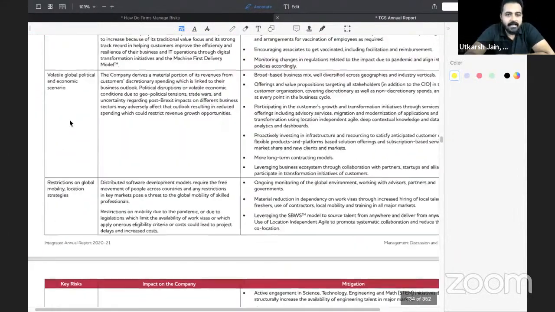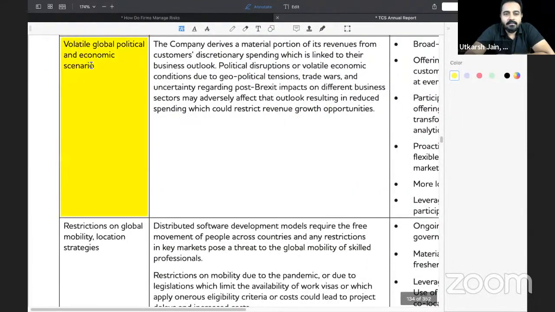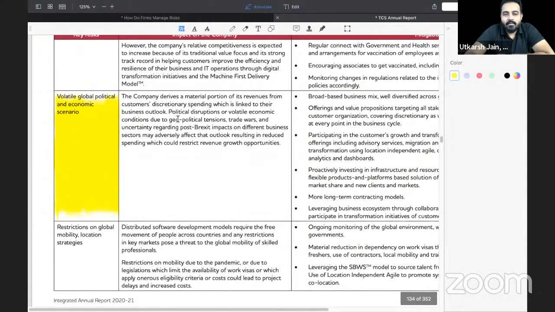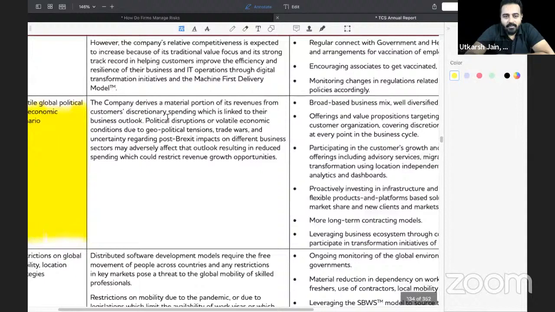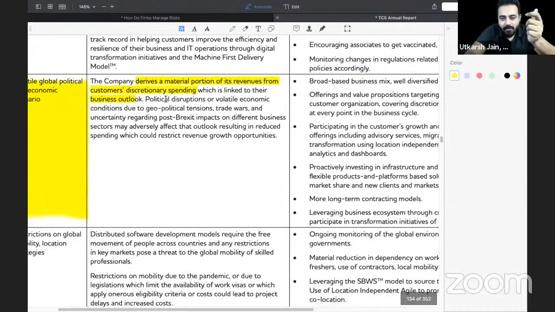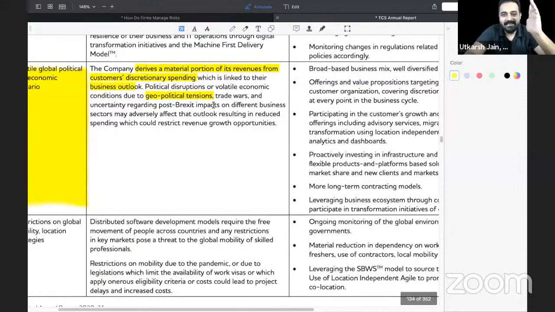Then second, volatile global economic and political scenario. Now, look at what is the impact on the company. It derives a material portion of revenue from consumers' discretionary spending. Discretionary means non-necessary spending, which is linked to business outlook. If there is a political or geopolitical disruption, it's almost as if they knew Russia-Ukraine was going to happen. Trade war. Remember, this is written in 2021. Then it could affect.